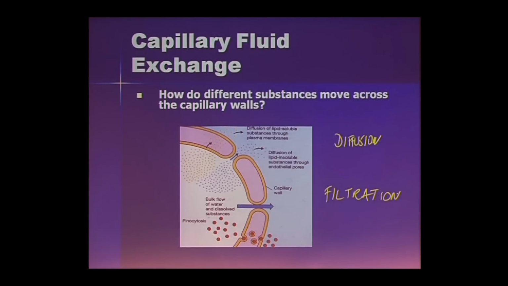There's also this thing on the bottom here, pinocytosis, which essentially means that endothelial cells take some globule of stuff and pinch their membrane and then move the whole globule of membrane to the other side. But this is not the most common way of moving things across the capillary walls.